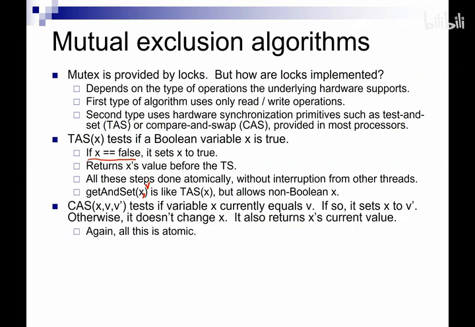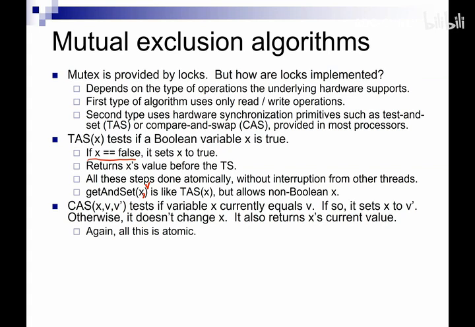Next we have this compare and swap operation. Here we have a variable x and two values, v and v prime. The compare and swap is going to test if x is currently equal to v. If it's currently equal to v, then x gets set to a new value, v prime. But if x is not currently equal to v, then x doesn't change. And it also returns x's current value.